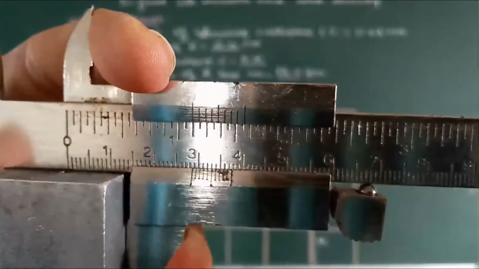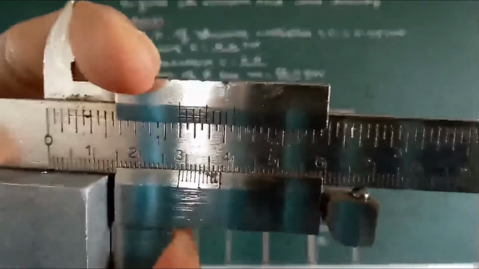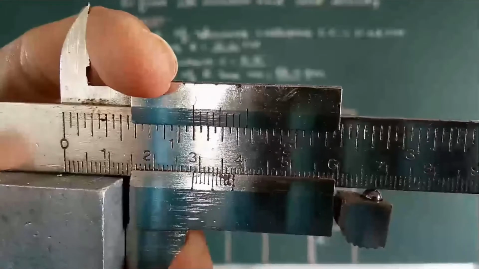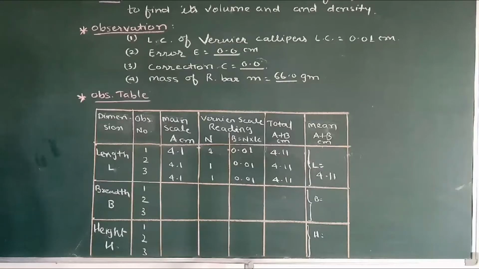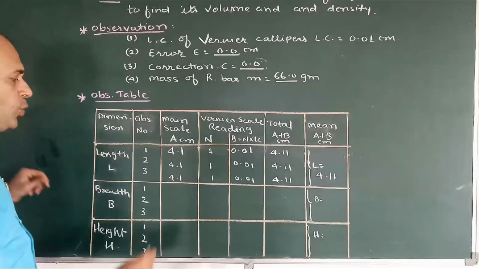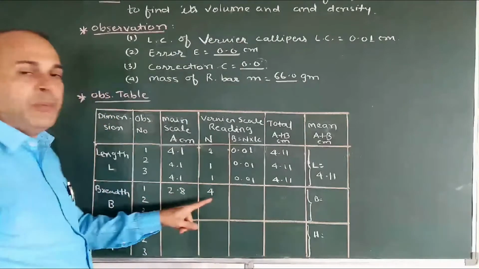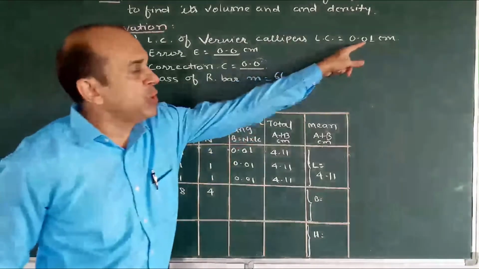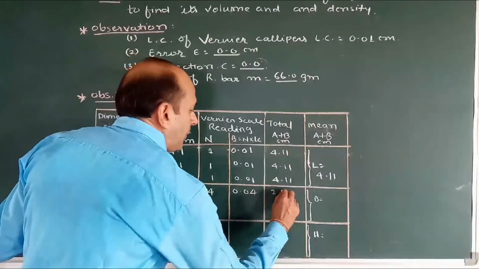Let me repeat the same for the breadth side. Here again observe it. The reading remains almost the same: 2.8 and 4. The main scale is 2.8 and the fourth division is matching. Let me note down the reading in an observation table. Main scale is 2.8, matching division is 4. The value of the fourth division, N into LC, is 4 into 0.01, which is 0.04. The total value is 2.84.